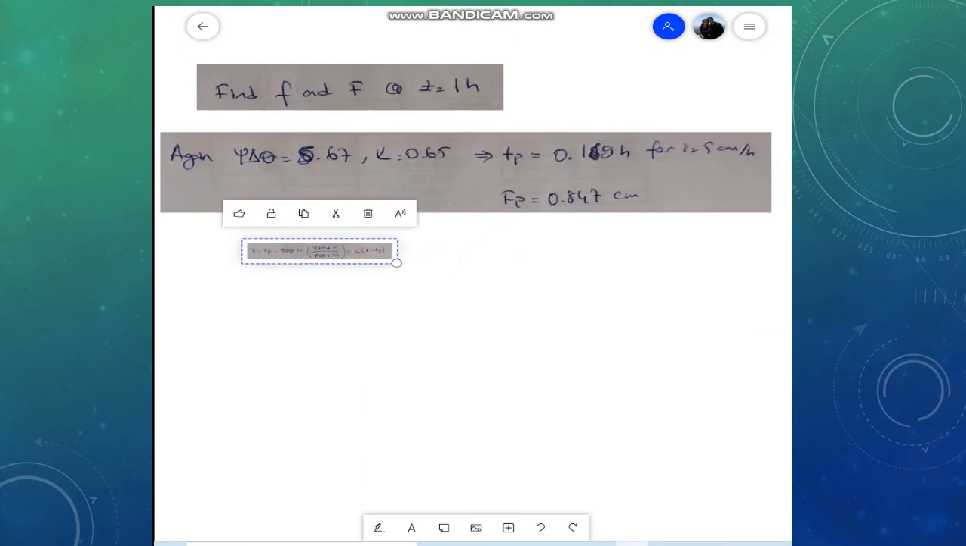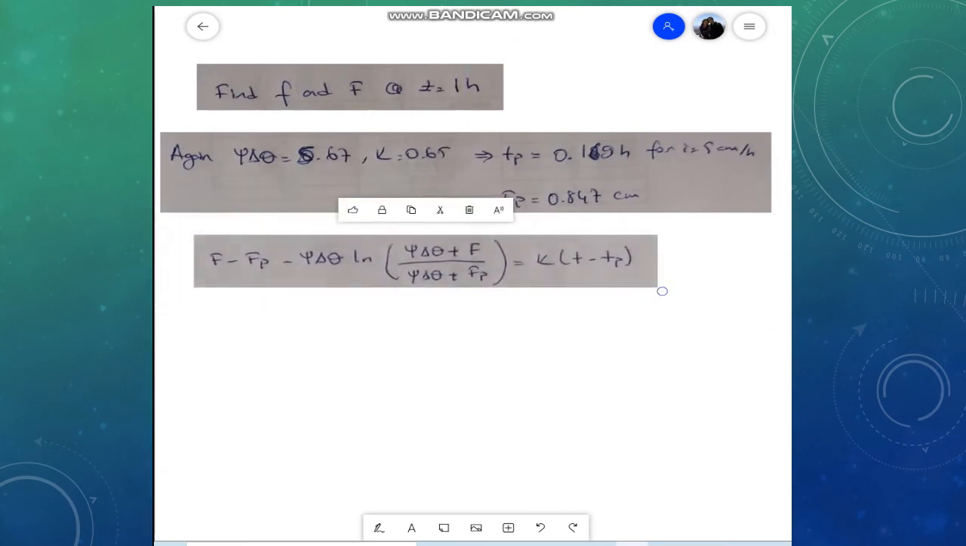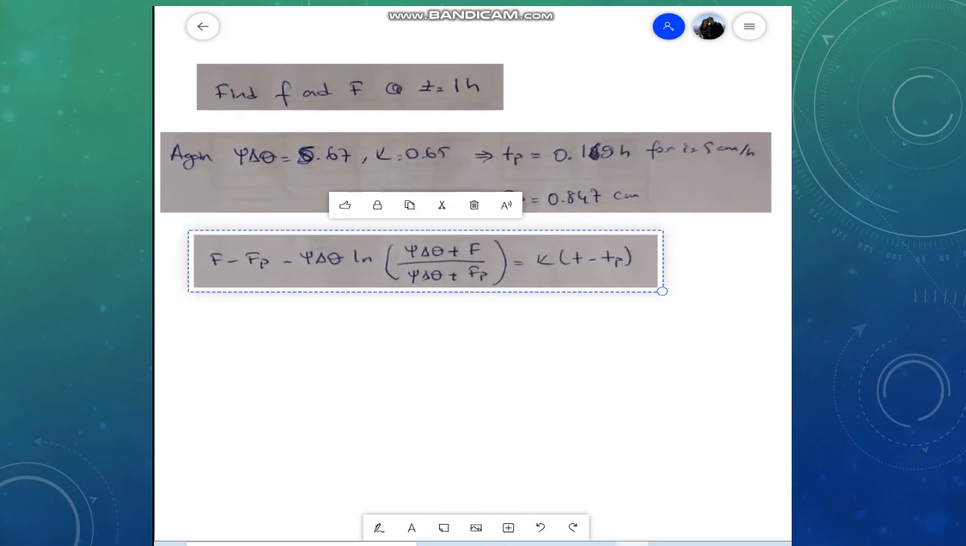It was the cumulative infiltration minus ponding time infiltration and minus suction at delta theta, natural logarithm of suction at delta theta plus infiltration, cumulative infiltration over suction at delta theta plus ponding time infiltration is equal to hydraulic conductivity multiplied by total time minus ponding time. So we don't know the cumulative infiltration. We need to calculate the cumulative infiltration.